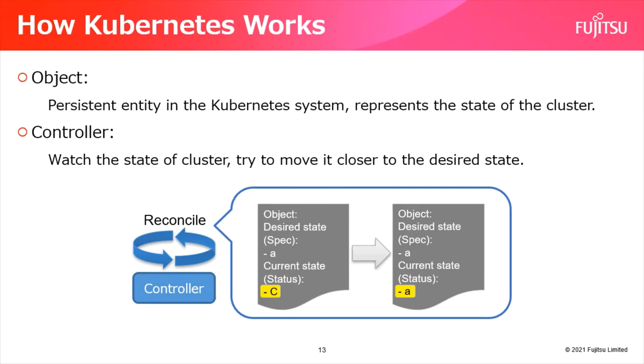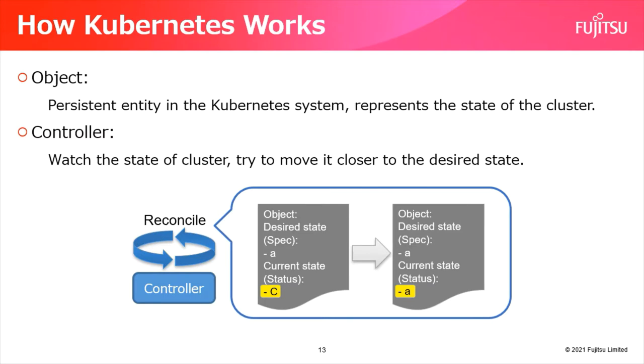Almost every Kubernetes object includes two fields, spec and status. The spec is the desired state defined by the user, and the status is the current state detected and updated by Kubernetes itself. With objects, we can describe the system. The next task is to make the desired state happen. Kubernetes does this through controllers. A controller is a process watching at least one Kubernetes object and running an endless control loop called reconcile. In the reconciliation loop, a controller tries to move the current state of the Kubernetes object closer to its desired state.